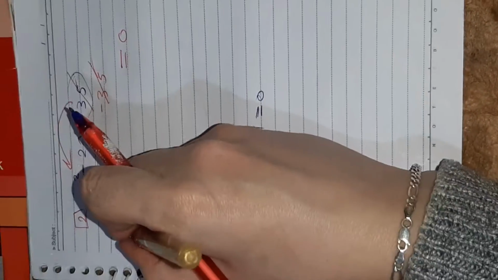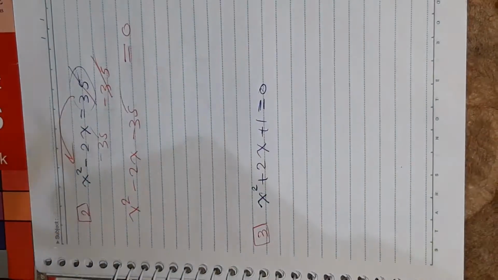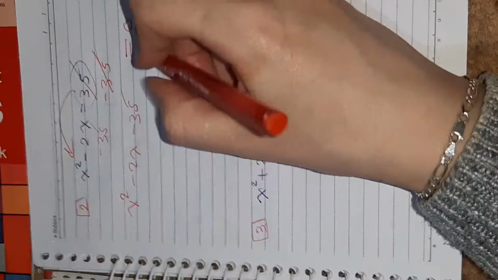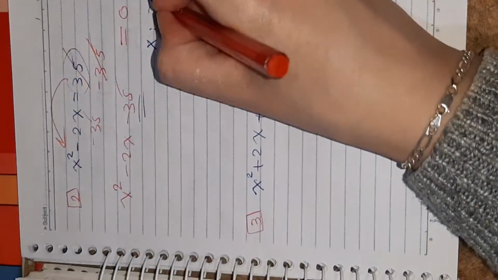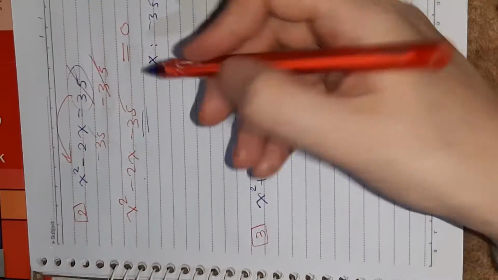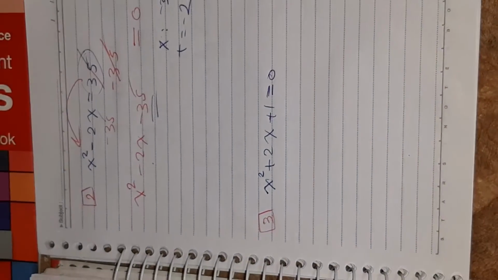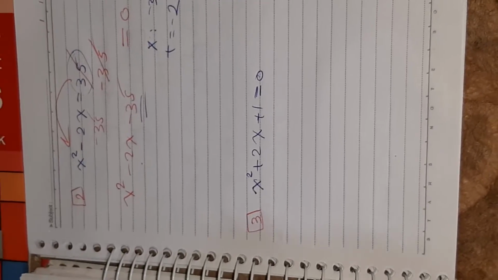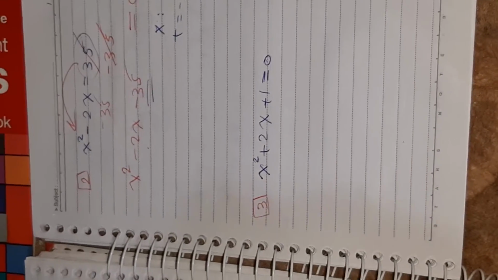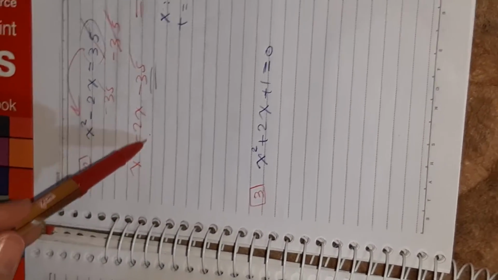Now bring down everything: x squared minus 2x minus 35. Now look for two numbers. If you multiply them you get -35 and if you add them -2. What are these two numbers? These two numbers must be different in signs. One of them must be positive, the other must be negative, and the larger one must be negative.